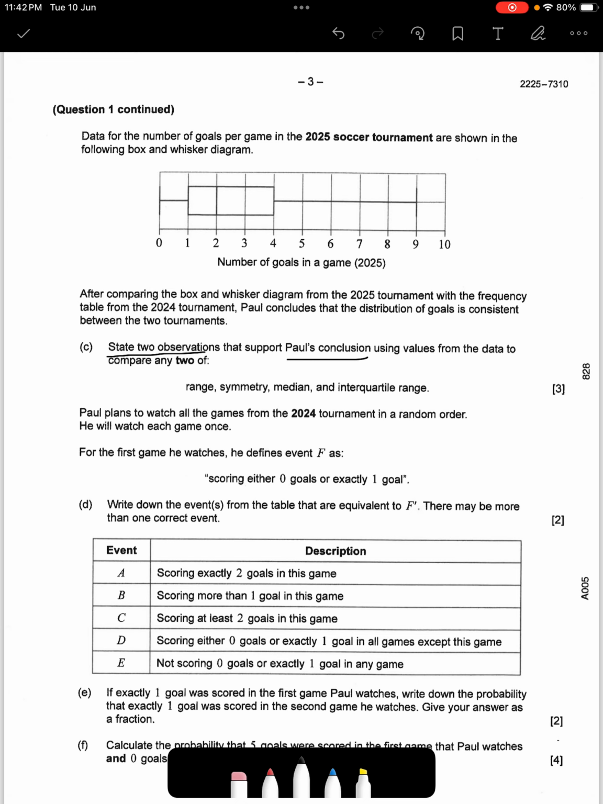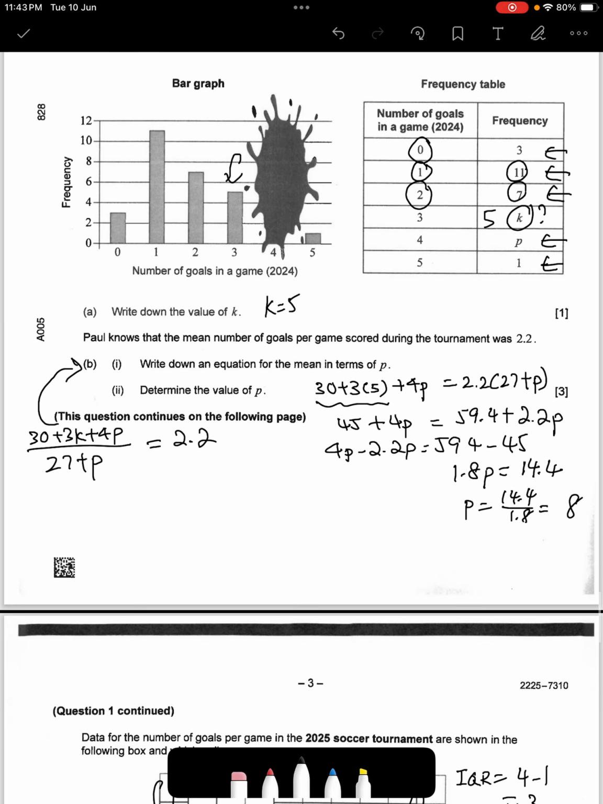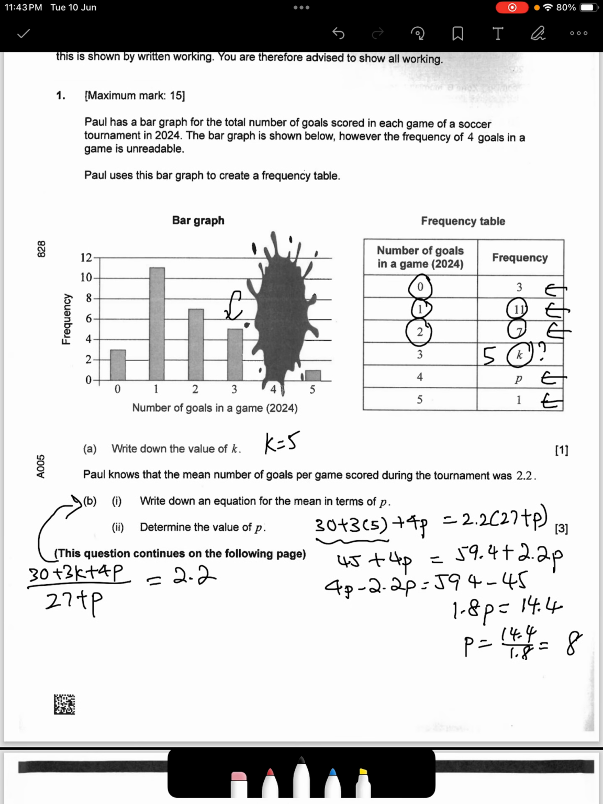So let's just try to find out some of the values from the 2025 tournament. It's pretty obvious that the interquartile range is just basically taking the upper quartile, subtract the lower quartile. So it's 4 minus 1, which gives me 3. Now the median in this case would be 2. The range would just be 9 subtract 0, because you're taking the maximum value, subtract the minimum value. So I'm just going to use this and compare this to the previous part as well. Okay. Alright, let me just tidy this up for a little while.